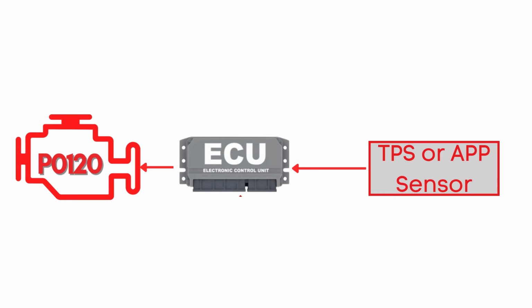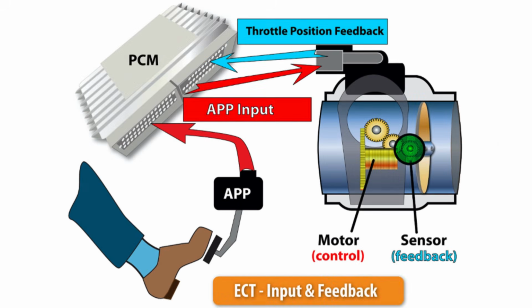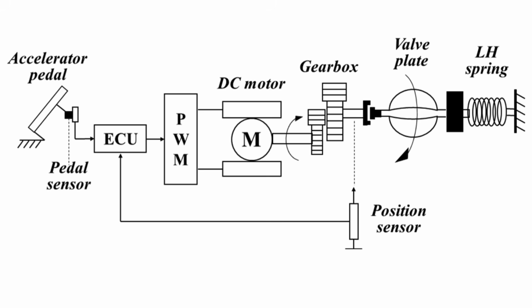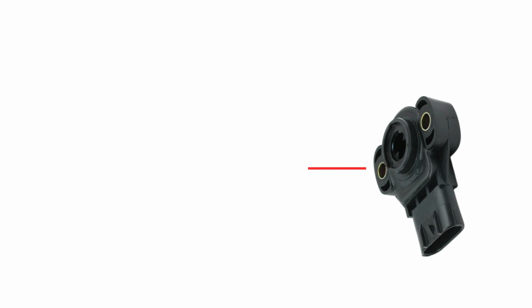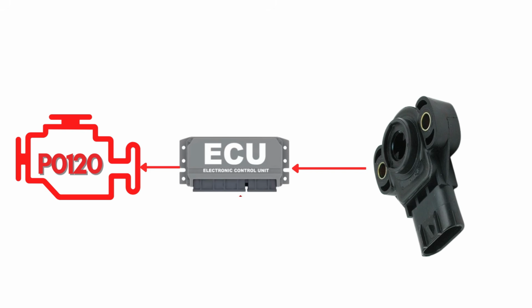The P0120 code is set when your vehicle's engine control module, or ECU, detects a problem with the signal coming from the throttle or pedal position sensor. If that throttle position sensor or accelerator pedal position sensor signal, depending on the vehicle's design, becomes missing, out of range, or inconsistent, the ECU can no longer accurately determine the position of the throttle plate or the driver's accelerator pedal input. And when that happens, it throws the P0120 trouble code to let you know something's wrong with the TPS or APP circuit.